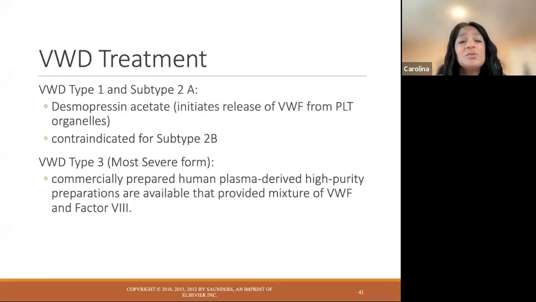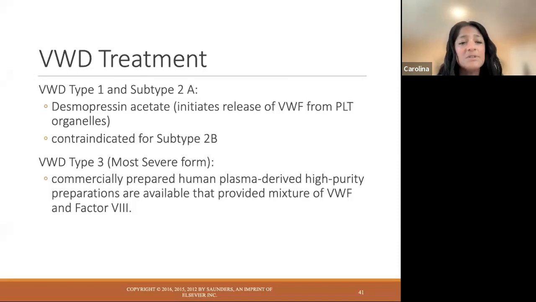All right, so how do you treat von Willebrand's disease? Well, type 1 and type 2A subtypes can be treated with desmopressin acetate. This will initiate the release of von Willebrand's factor from platelet organelles so that you have more von Willebrand factor available. That shouldn't be used for type 2B.